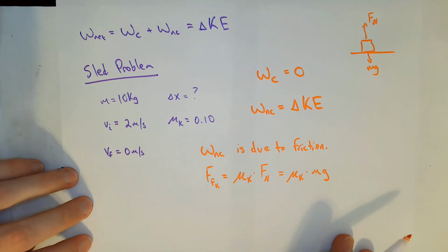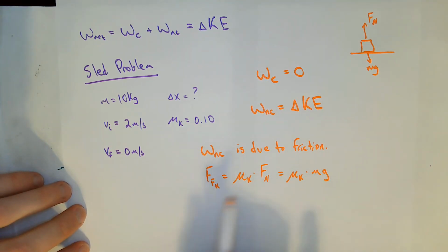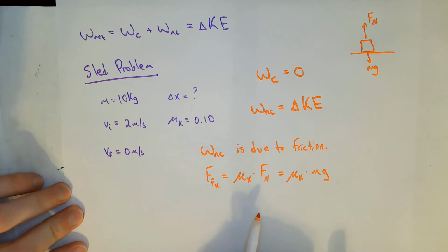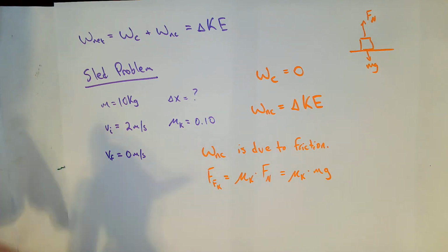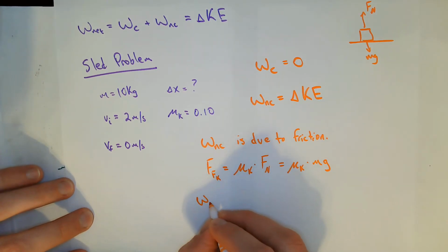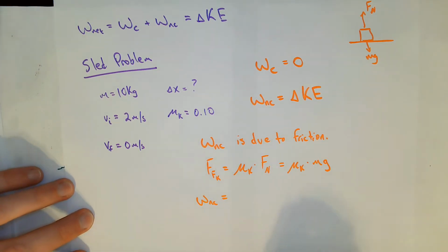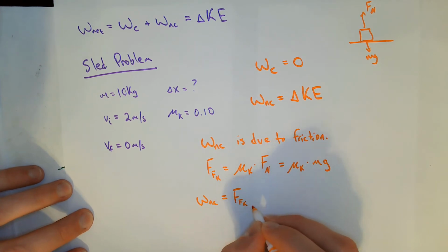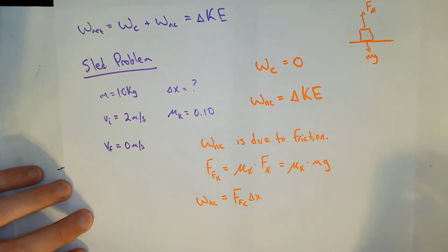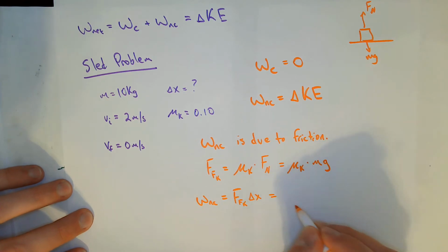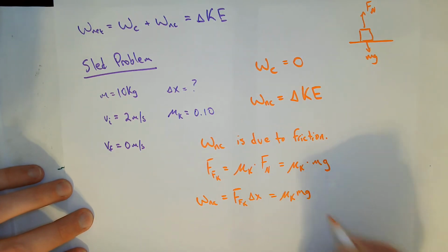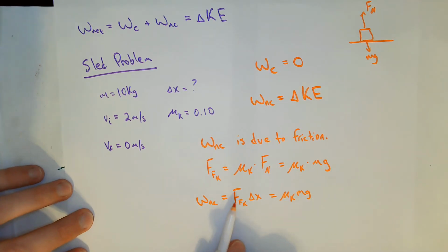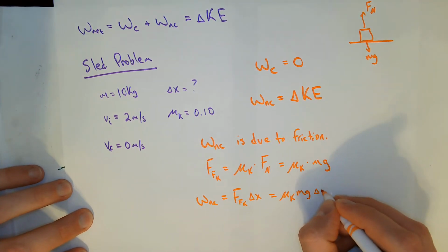Now, how do I get this to be a work instead of force? Well, I just multiply by the displacement. So my work due to friction, that non-conservative force, should be equal to that friction force times some displacement, delta x. So plugging in what I know, I'm going to have mu sub k mg, that's my friction force, times delta x.